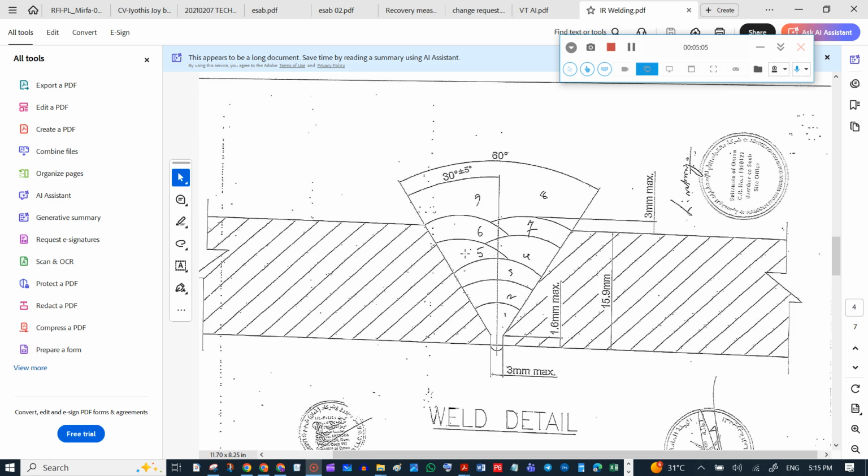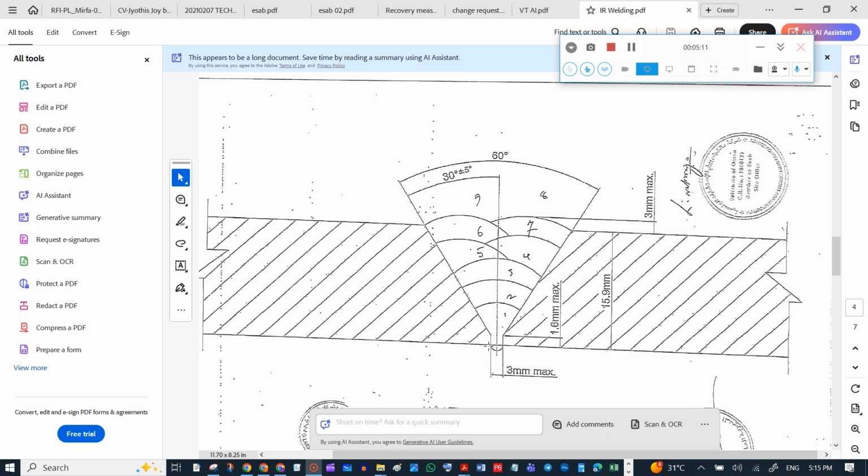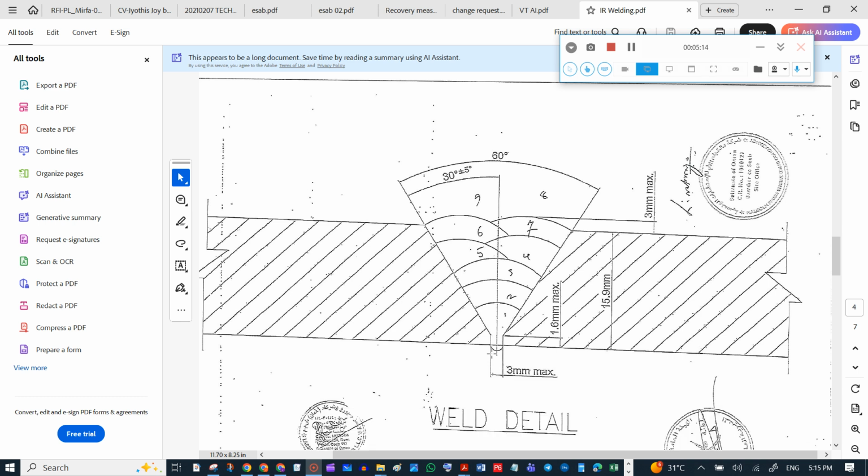For alignment, the bevel angle should be 30 degrees plus or minus 5 degrees. Root gap is 3 mm maximum, and the root face is 1.6 mm maximum. Thickness is 15.9 mm, etc. After post welding, the reinforcement should also be 3 mm maximum.